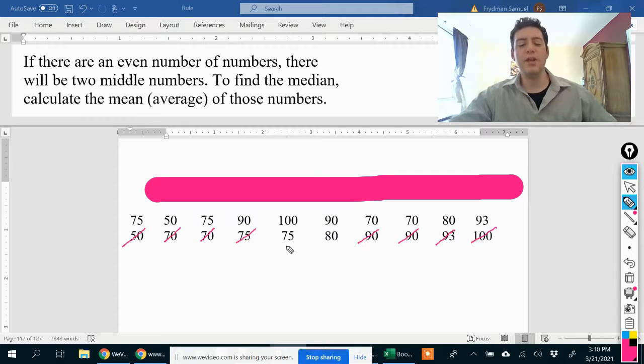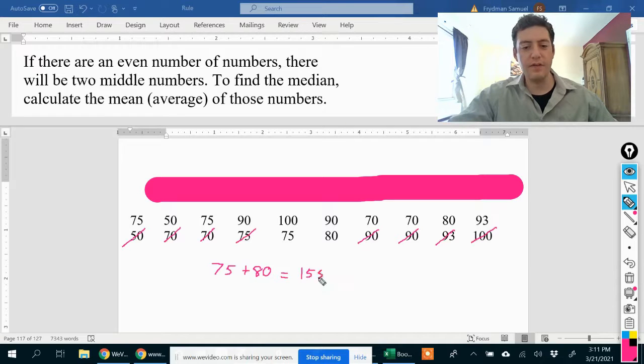Okay, so left, right, left, right, left, right, left, right. And you can see that now we have two numbers in the middle, 75 and 80. So we don't have two medians here. What we need to do is we need to calculate the mean of those two numbers. So just like we did before for mean, we would add the numbers up, 75 plus 80, would give us 155. And then how many numbers are there? 1, 2, not how many numbers are there in the entire data set. Right now we're just focused on these two numbers. So there are just two numbers here that we're calculating the average of. So we're going to divide this by 2.